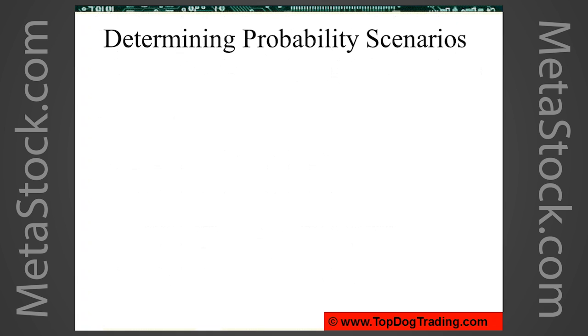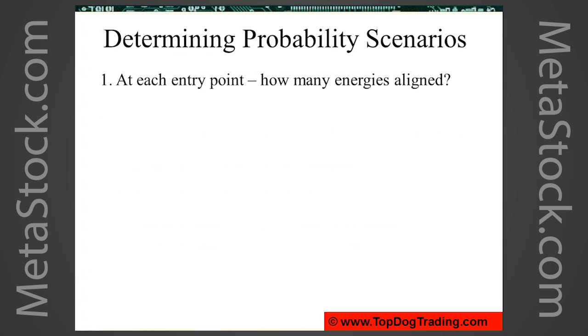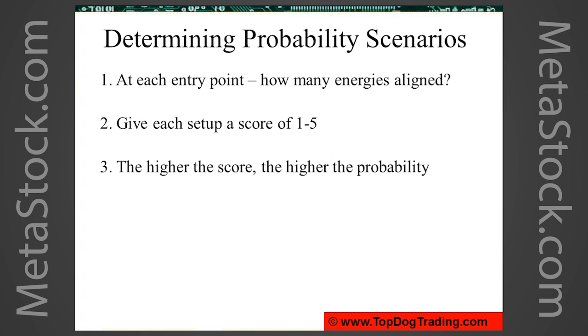So the whole reason, again, of looking at these 5 energies is simply to determine a probability scenario. And the way I do that is at each potential entry point where I'm considering buying or selling, I just ask myself one simple question, and that is, how many of those 5 energies are aligned, going long or going short, bullish or bearish? That's it. Okay. Then I give each setup a score of 1 to 5. Based on that, obviously, the higher the score, the higher I consider the probability of success.